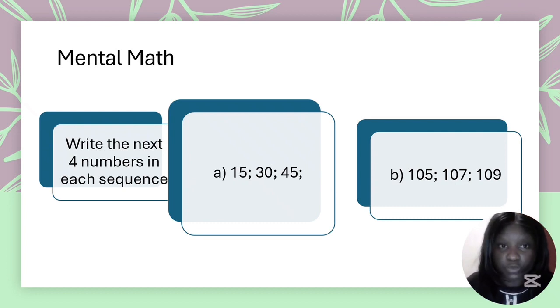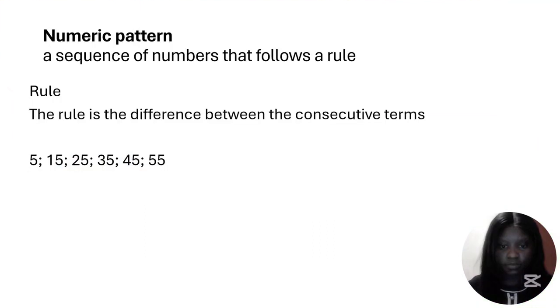And then you look at your B. When you look at your B, you've got 105, 107, 109. What is actually the difference there? When you minus 5 from 7, what does it give you? So that's your 7 minus 5.